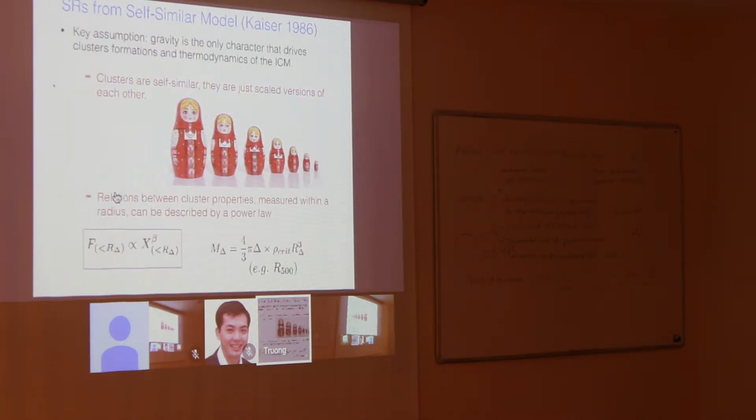Before showing you some numerical results, I would like to briefly review the very first model of cluster scaling relations. It is called the self-similar model, proposed by Kaiser in 1986. The key assumption of this model is that gravity is the only component that drives the formation of clusters, and gravity is also the only component that defines cluster thermodynamics. So as a result, in this model, clusters are simply self-similar, in the sense that they are just a scaled-up or scaled-down version of each other. If you would like an idea of how self-similarity looks, you can imagine Russian matryoshka dolls. Each of them is just a smaller or bigger version of another one.